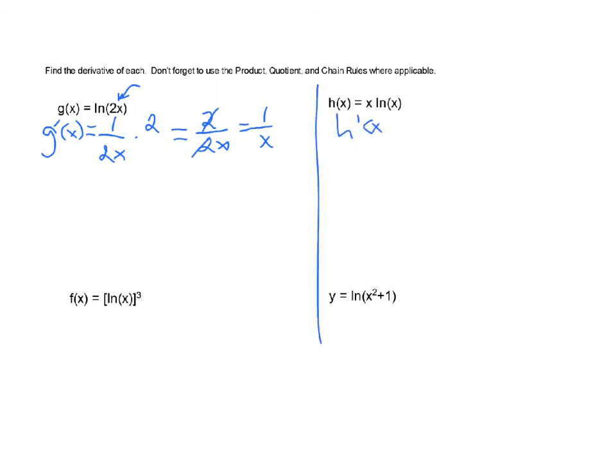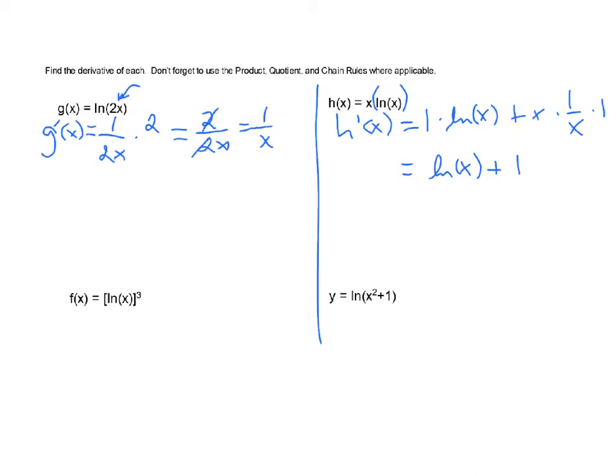All right, so how about this guy? h prime of x equals... now this one has a product in it, so we're going to have to use the product rule. Derivative of the first is just 1, times the second one left alone, plus the first one left alone, times the derivative of the second one. Since the inside is just x, you can write times 1, because the derivative of the inside is 1. But then you'll have the natural log of x plus 1, and that's your derivative.